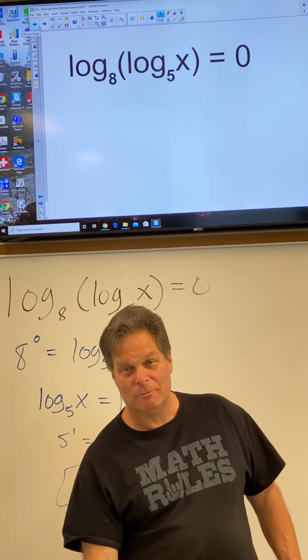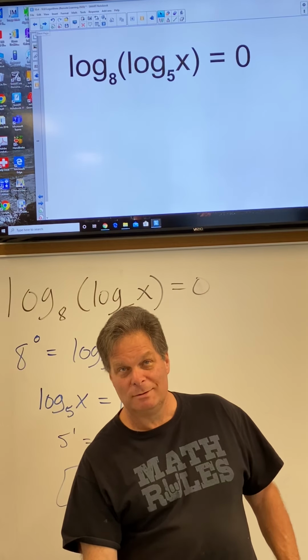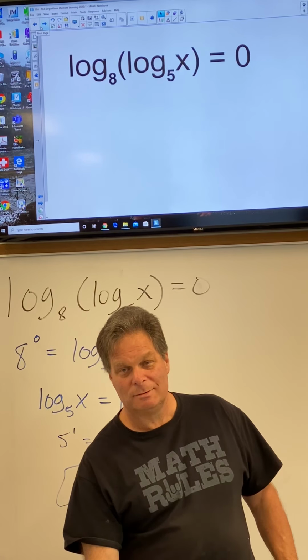I was just going to say that the log of 1 of any base is always 0. So that's something that's important for them to keep in mind. Right, true.